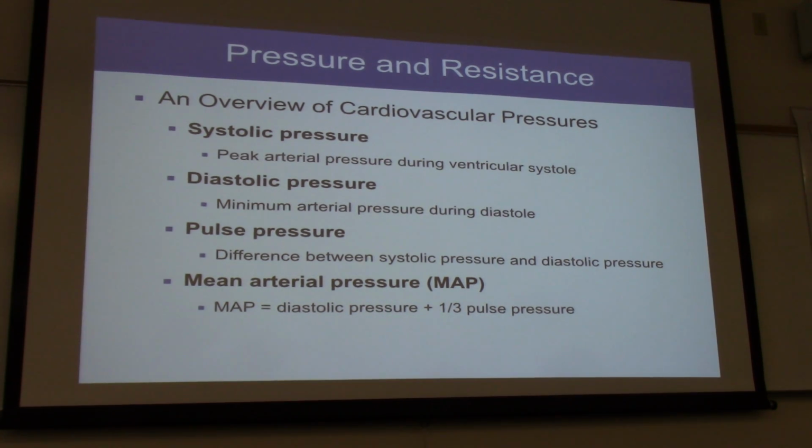But the way to think about that is 93 is 1/3 of the way up. This is 1/3, and it's 2/3 of the way down. I hope that makes a little bit of sense. But you need to know mean arterial pressure.